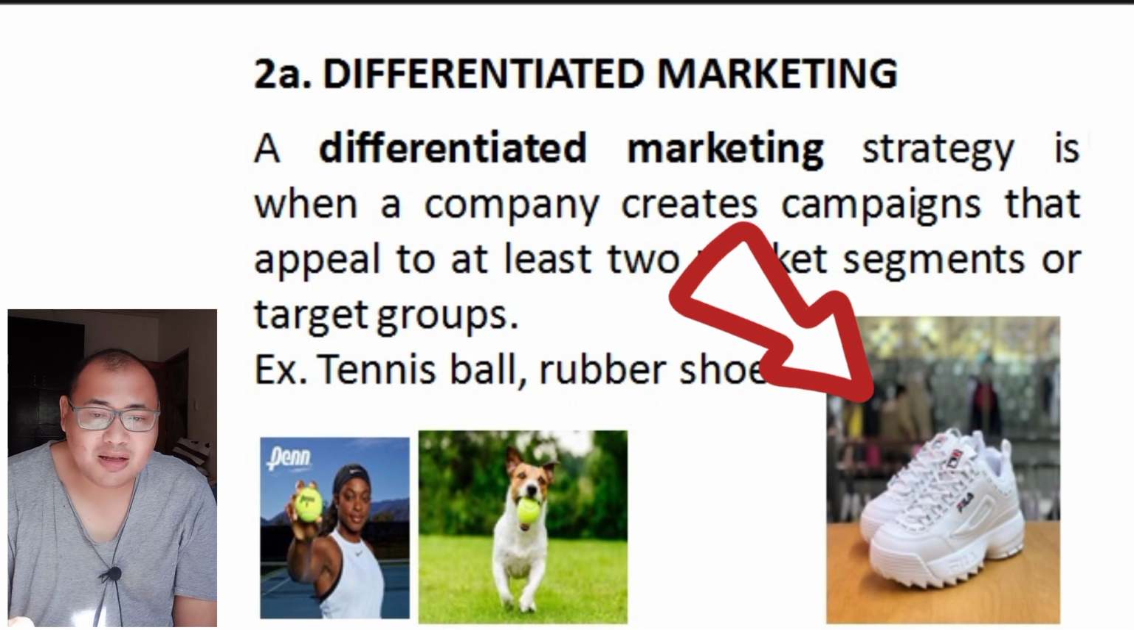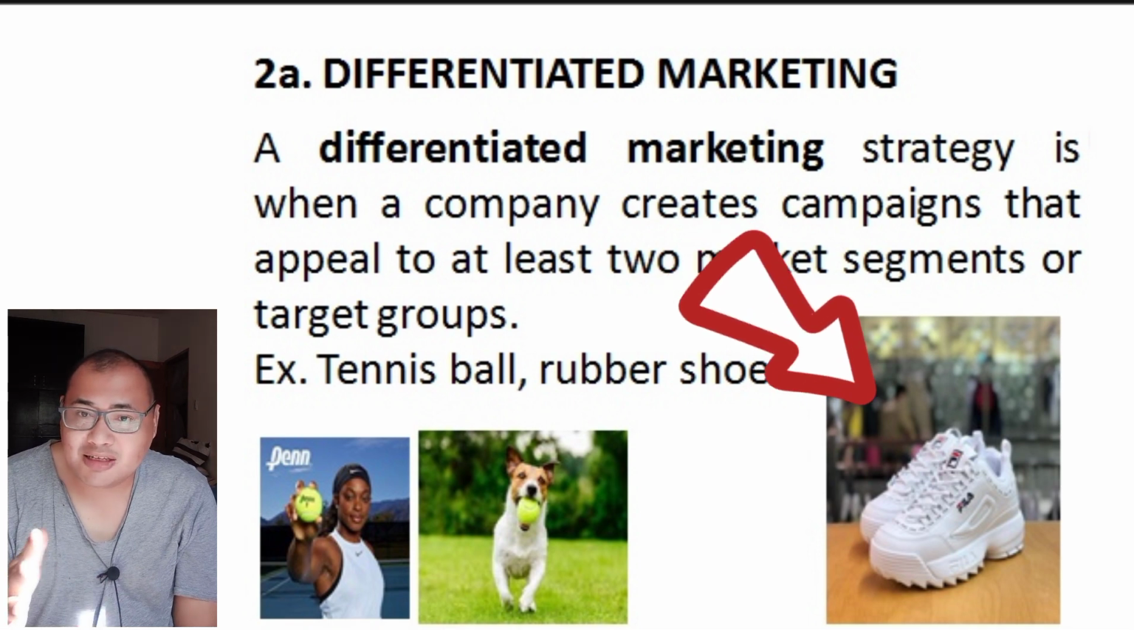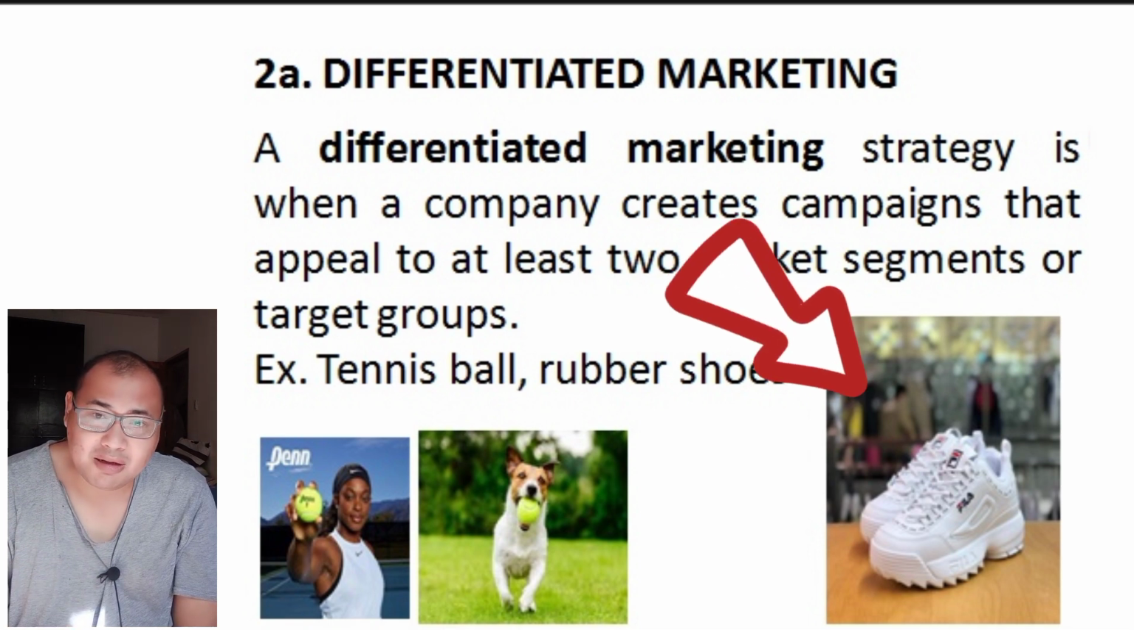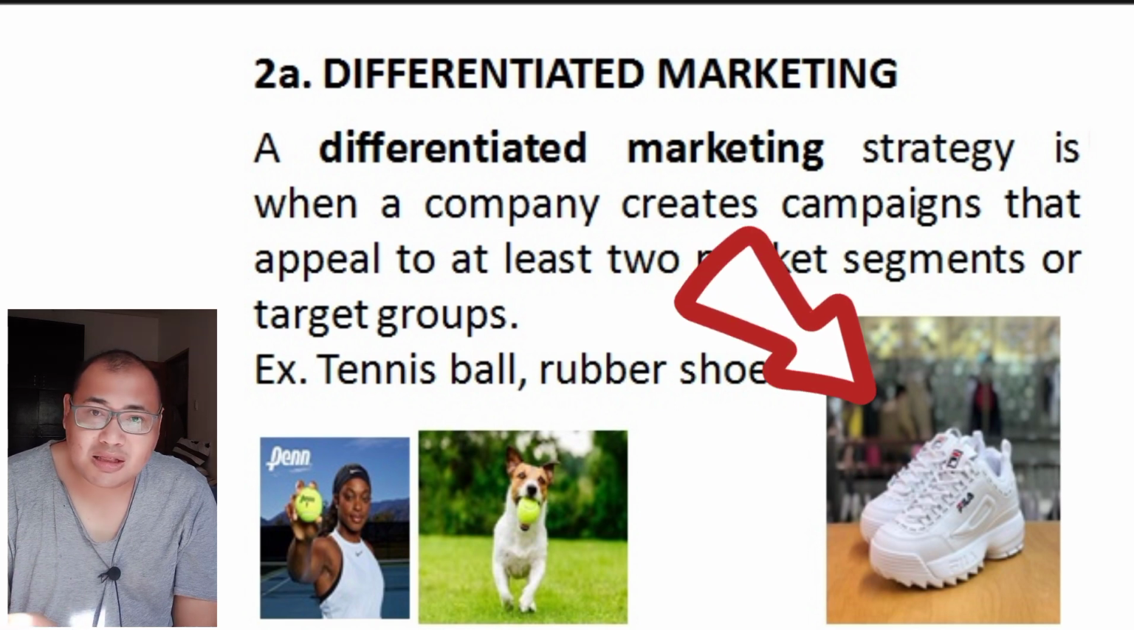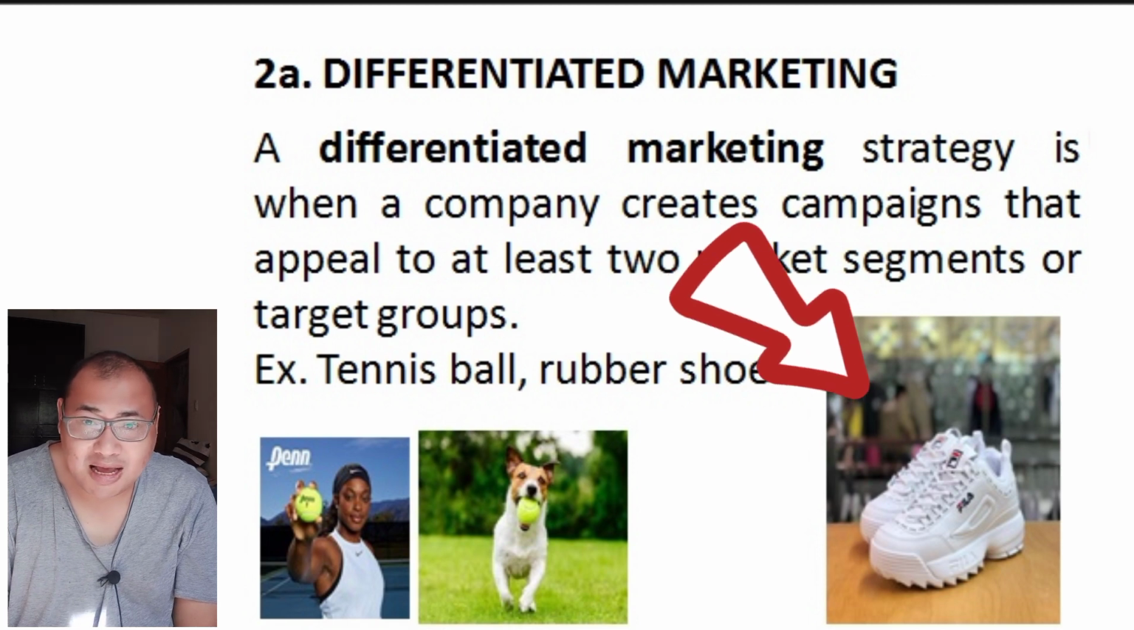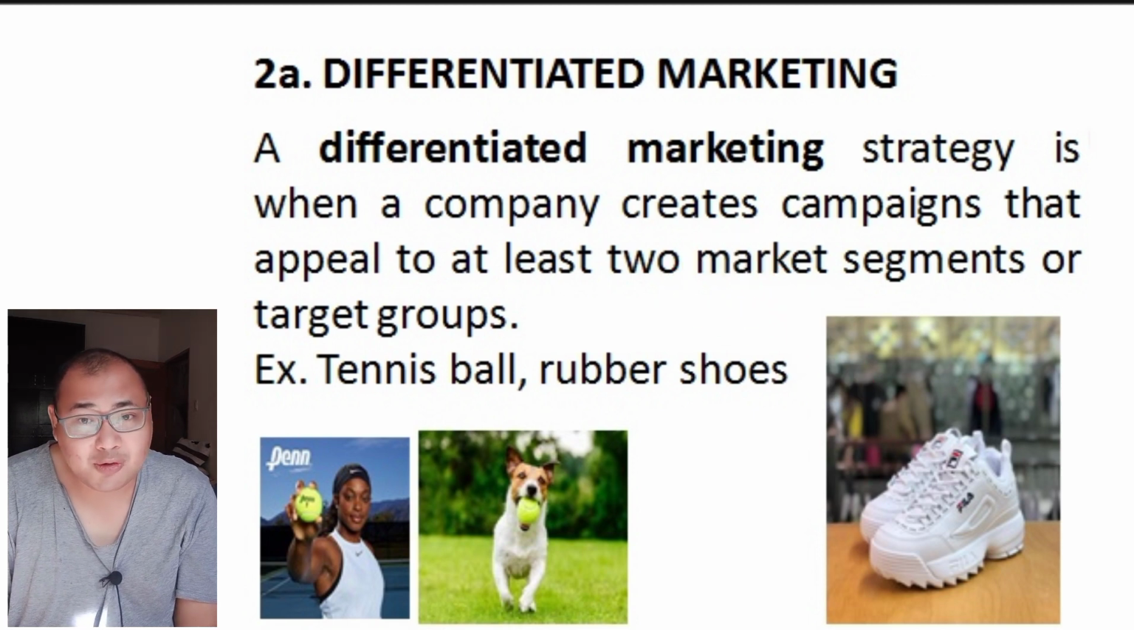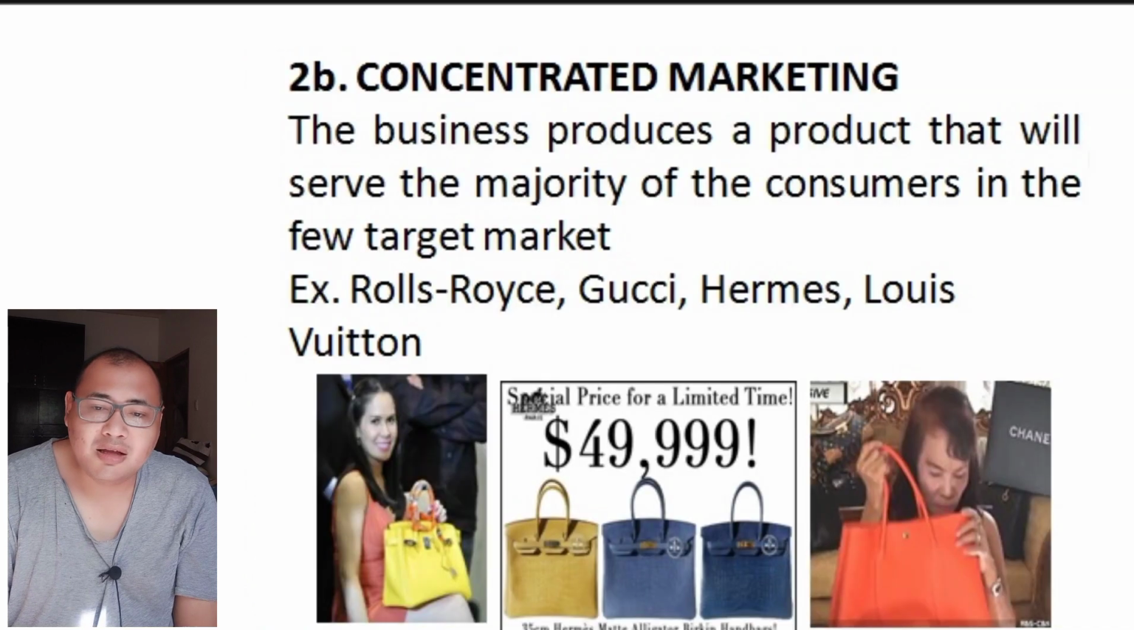So, ibig sabihin, this product is differentiated. Maraming pwedeng makinabang nito sa itsura niya. So, kung ganun ang magiging product nyo, at least mas marami-rami na yung market segments na pwede nyo bentahan or pwede nyo offer na inyong services. And then the other one is we have the concentrated marketing. The business produces a product that will serve a majority of the customers in a few target markets.